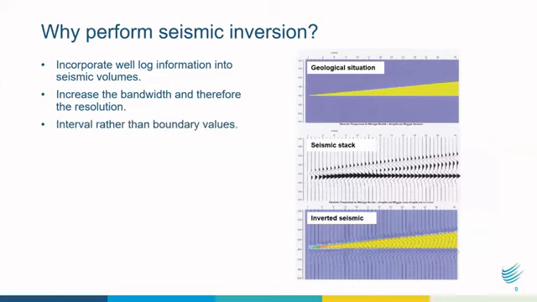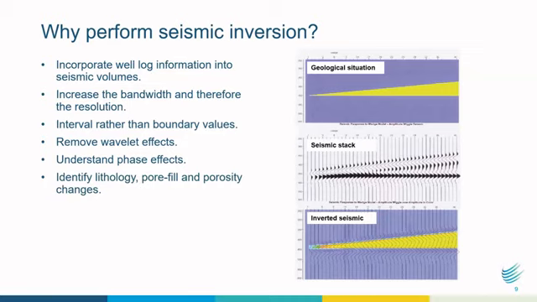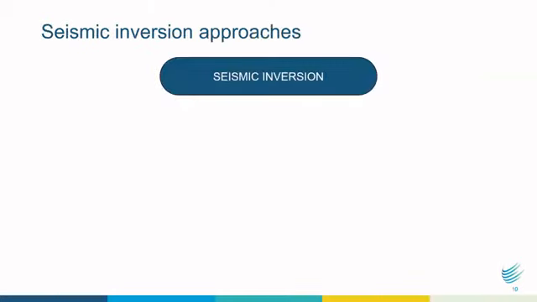As I already said, inversion allows us to obtain interval rather than boundary values. We can remove wavelet effects. Inversion helps us to understand phase effects and optionally correct for them, and identify lithology, pore fill, and porosity changes due to P wave and/or density changes. And of course, when we have inversion results, it allows easier, more accurate interpretation of our sections.